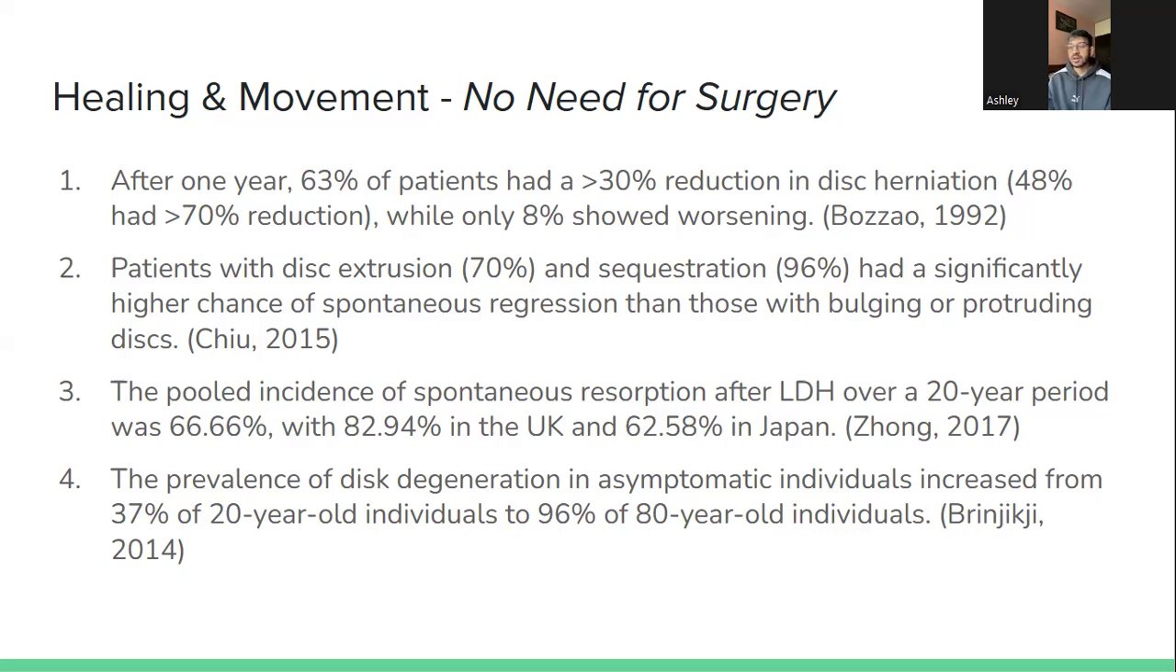Okay, obviously we don't know what they did and everything, but that is just to show you that you can wait it out. It can heal itself. The second study basically shows pretty much the same thing, that patients with disc extrusion and sequestration. Now these two are more severe ones.